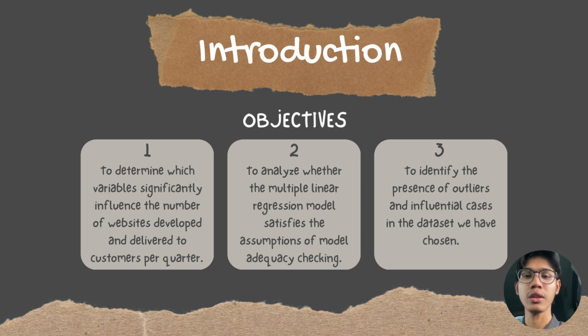We have three objectives. The first objective is to determine which variables significantly influence the number of websites developed and delivered to customers per quarter. The second objective is to analyze whether the multiple linear regression model satisfies the assumptions of model adequacy checking. The last objective is to identify the presence of outliers and influential cases in the dataset we have chosen.